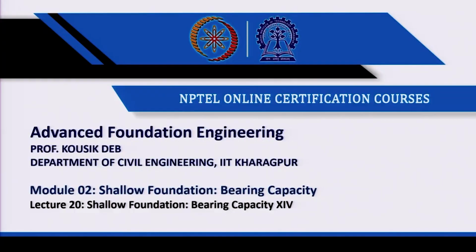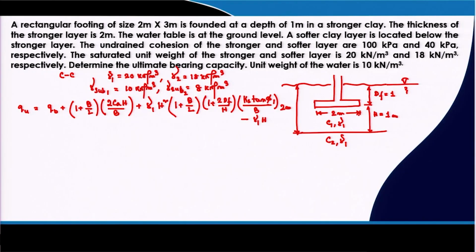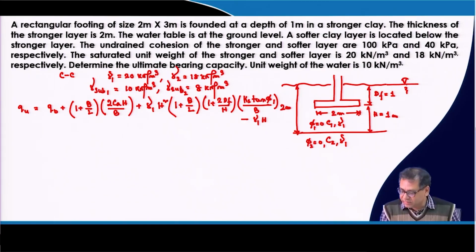So, last class I started one example problem for the 2 layer case, and I consider that the top layer is a stiff clay and the bottom layer is a soft clay, or the softer clay, and where your phi value is 0 for both the cases. This is phi value is 0 and this is also 0. There will be only cohesion and unit weight. Water table is at the ground surface.